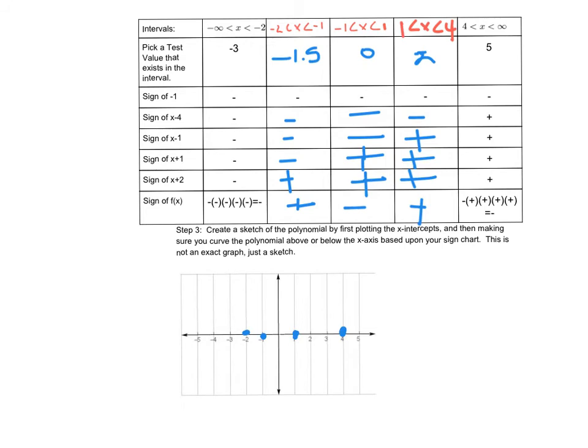And so to the left of negative 2, when it's less than negative 2, it's negative. So I'm going to go off this way. And then between negative 2 and negative 1, it's positive, so it's going to be up here somewhere. And then between negative 1 and 1, it's negative, so it's going to be down here somewhere. Between 1 and 4, it's positive, so it's going to come up here. And between 4 and infinity, it's negative.